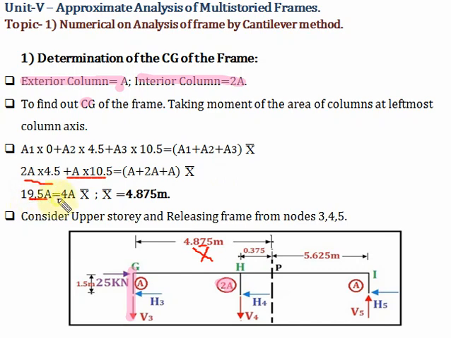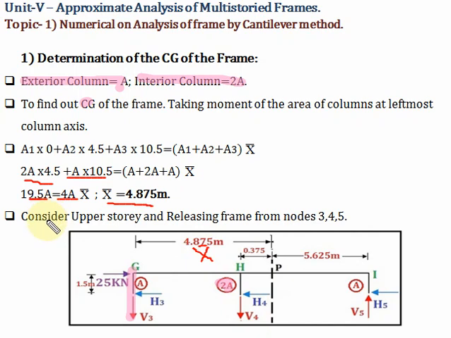19.5 A into 4A X bar. So here we'll get the value of X bar as 4.875 meter. Now here we have to find out the CG of the frame, and that CG of the frame is measured from the leftmost column. So it is 4.875 meter.